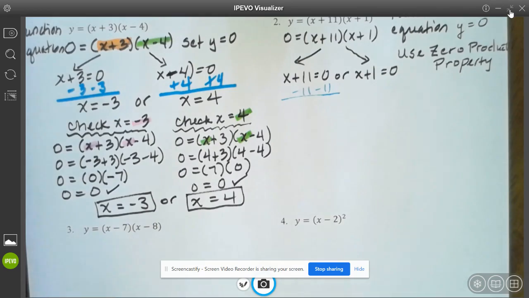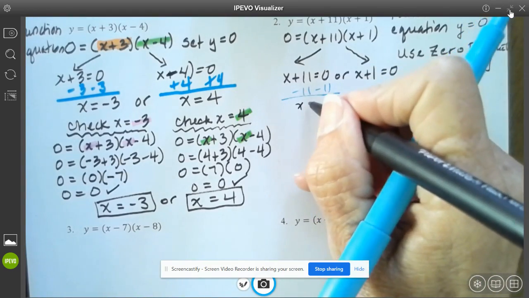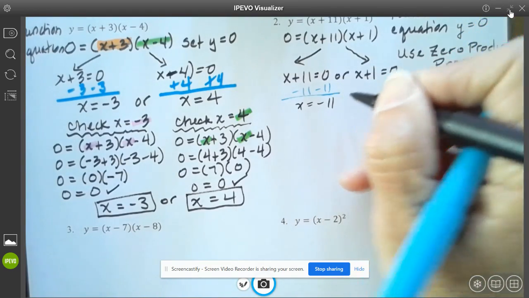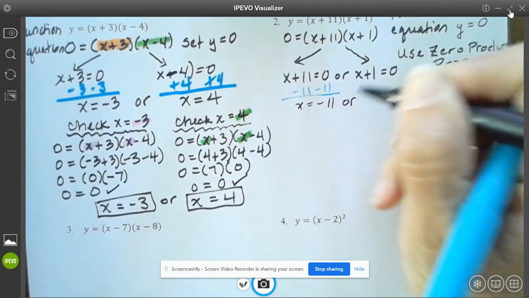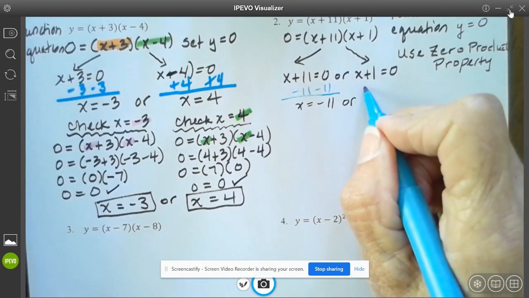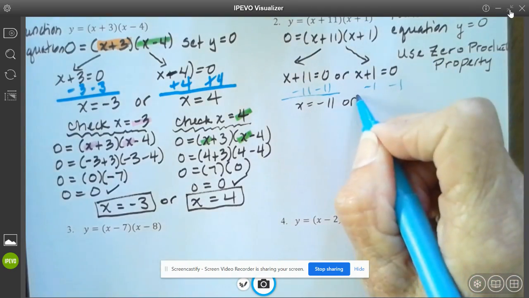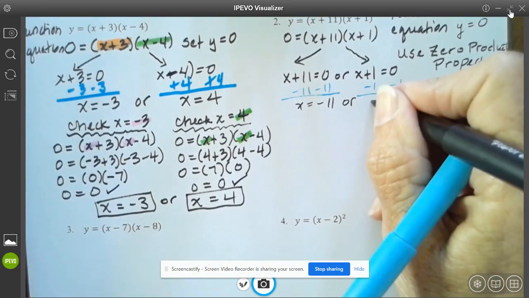and then that is x equals -11. Or you're going to subtract 1, and that is x equals -1.